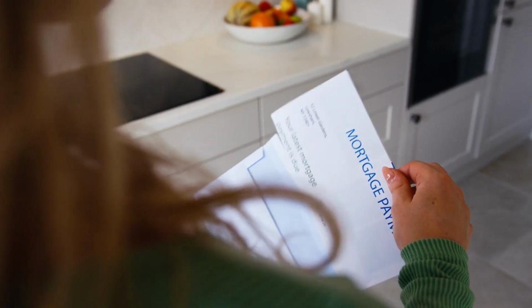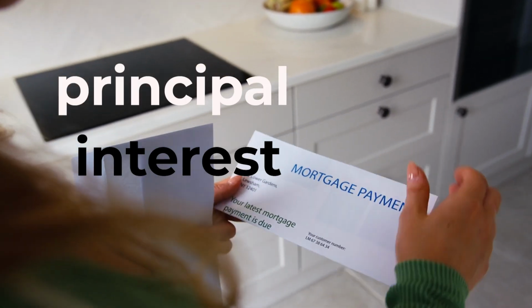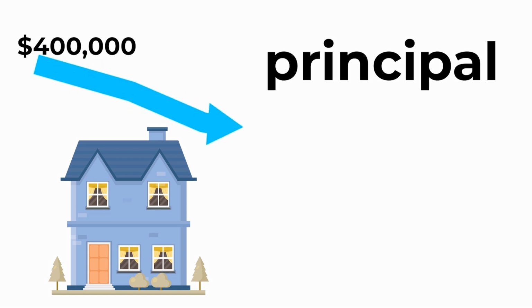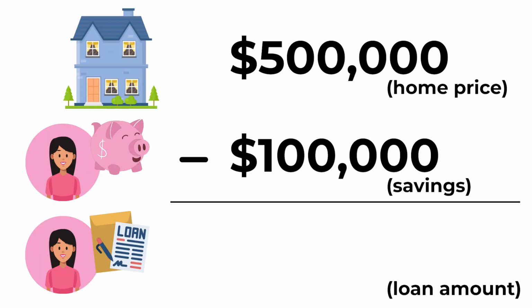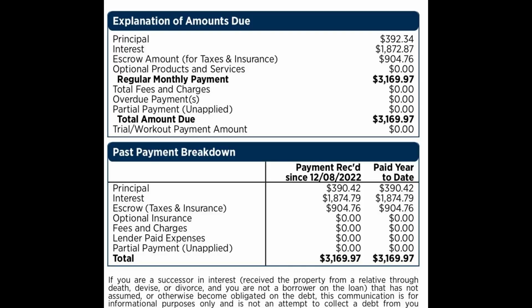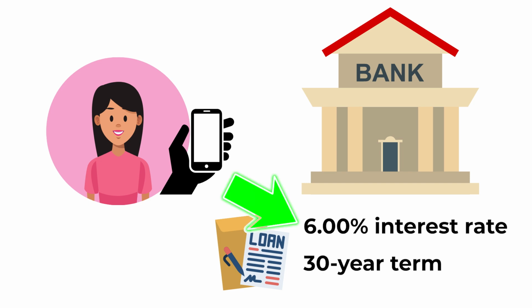Okay, now let's dig a bit deeper into the monthly payment. The monthly payment is a combination of principal and interest. The principal portion is the amount of Jane's payment that pays down her outstanding loan balance. In this case, that amount is $400,000. The interest portion of the payment covers the interest rate that is charged by the bank. In this case, that's 6% of the total loan amount.